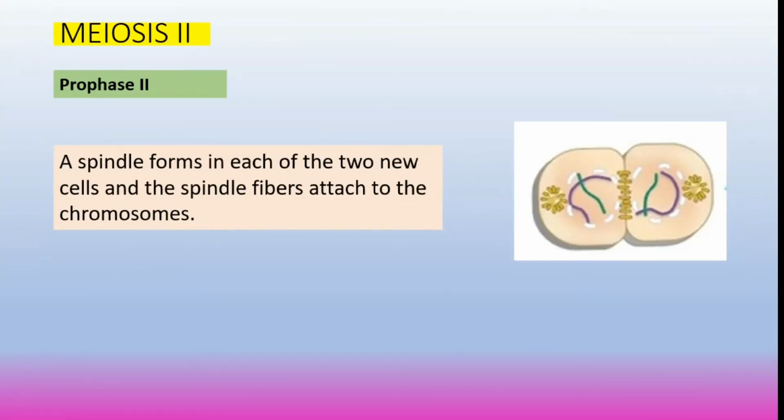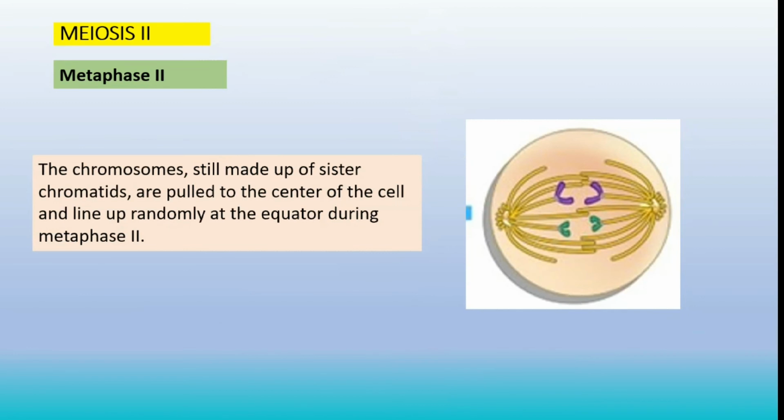Meiosis 2. Prophase 2. A spindle forms in each of the two new cells and the spindle fibers attach to the chromosomes. Metaphase 2. The chromosomes, still made up of sister chromatids, are pulled to the center of the cell and line up randomly at the equator during metaphase 2.